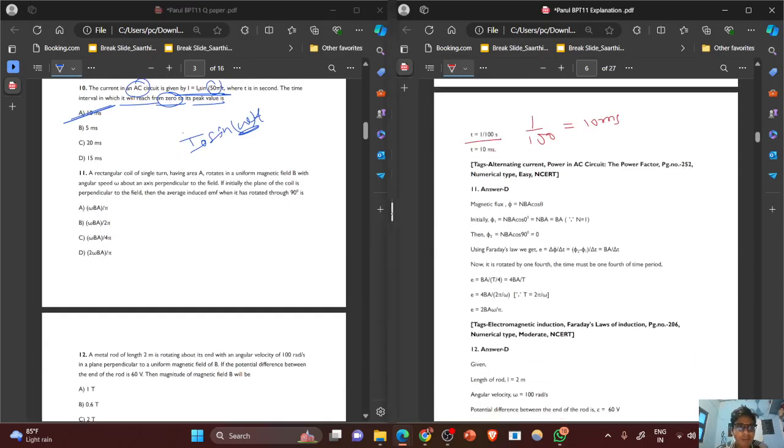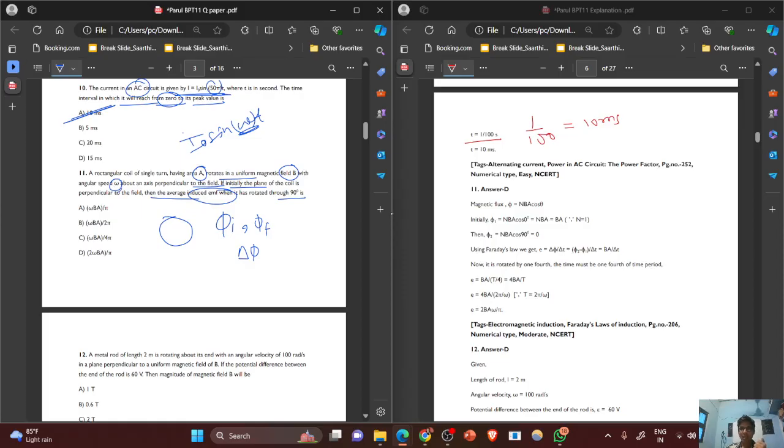Now moving ahead: a rectangular coil of single turn having area A rotates in a uniform magnetic field with an angular speed omega. If the initial plane of the coil is perpendicular to the field, find the average induced EMF when it is rotated by 90 degrees. It's again a question of change in flux, and then you need to use Faraday's law concept. Then you get the value of the EMF. You need to write the initial flux, thereafter the final flux, then you get the change in flux, and the coil is moving with omega.